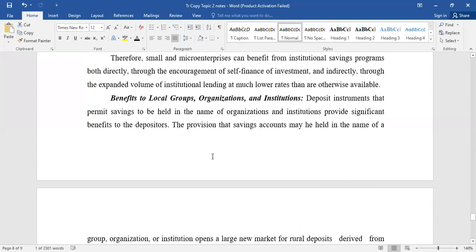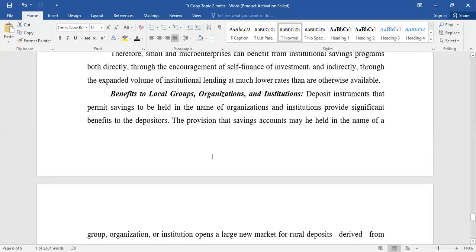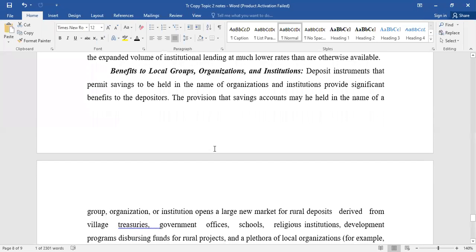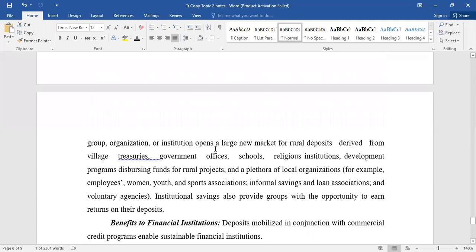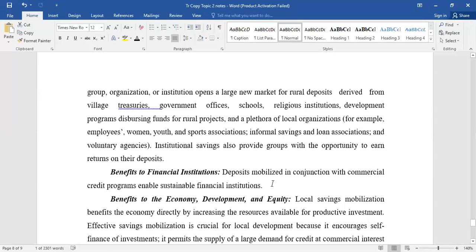Then benefits to local groups, organizations, and institutions. Deposit instruments that permit savings to be held in the name of the organization and institutions provide significant benefits to the depositors. Reason being, they know you exist in this group. There is a way that the group is operating such that they are not going to lose the money that they are going to give you. So it is the best form of running an MFI, where you are sure that the level of default will not be there. And because of that group pressure, members will ensure that they meet their obligations as and when they fall due. We are coming to the end.